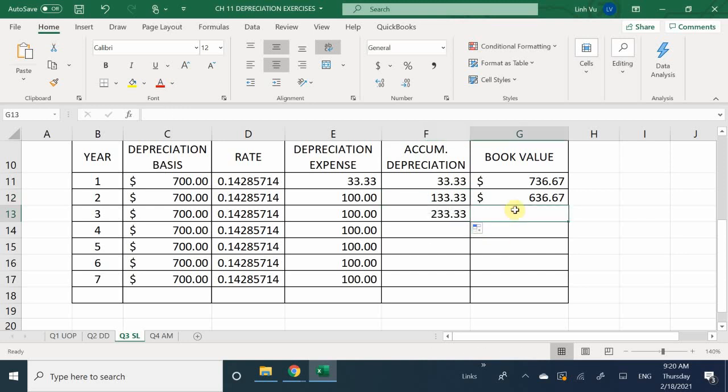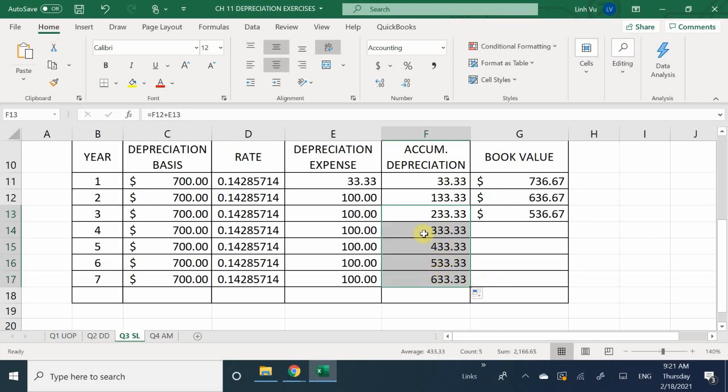233.32, making my book value 536.67. All right. What's my accumulated depreciation for year 4? 333.32. And if you notice this trend here, you're just adding 100 every single time.